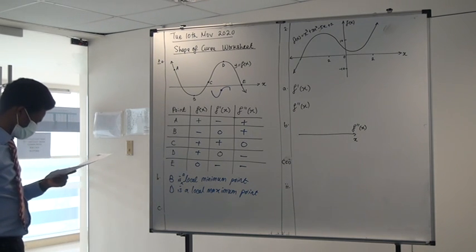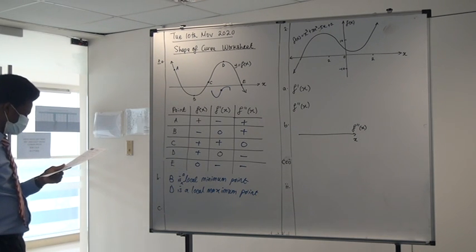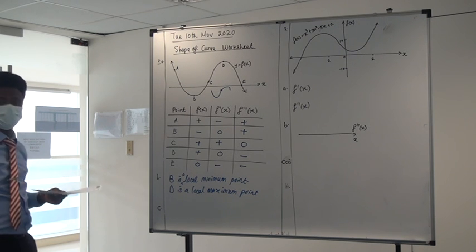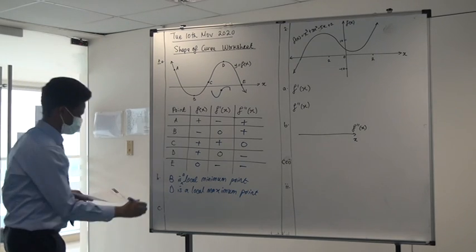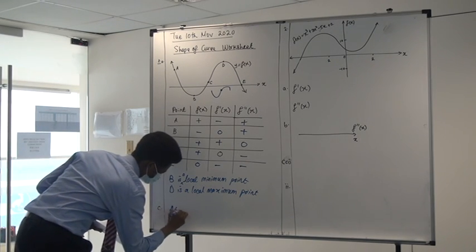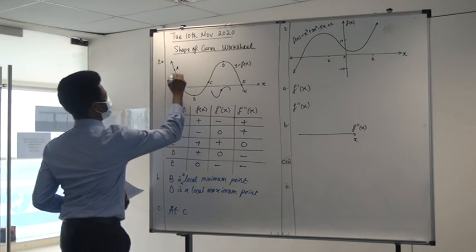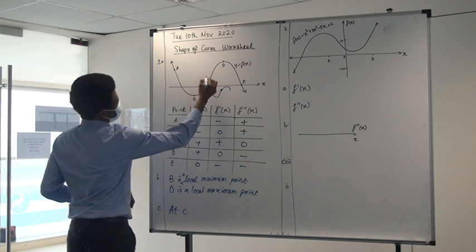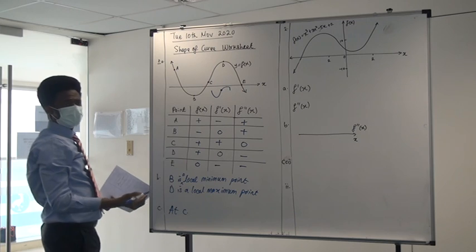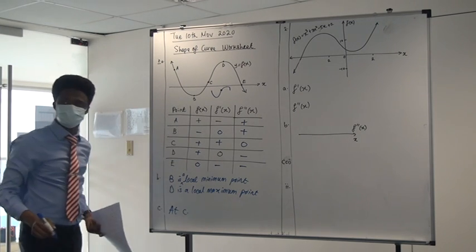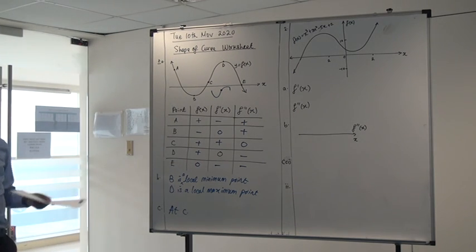Then question C. At what point does the shape of the function change? At what point is that? At C. That is where your concave upward changes its mind and says, okay, now I want to be concave downward. So this is where that change occurs. We'll discuss the importance of that point C very soon.